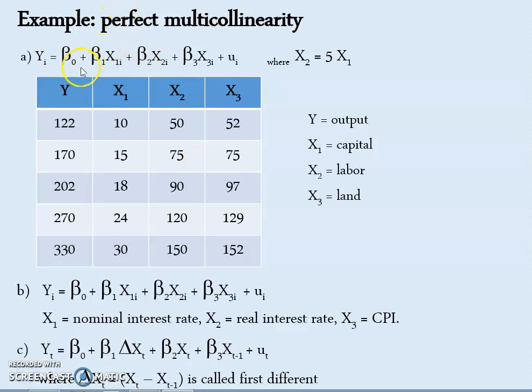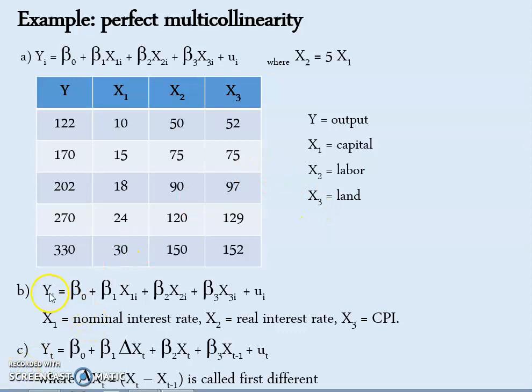This is an example of y regressing on x1, x2, and x3, where x2 equals 5x1. This is a perfect collinearity, whereby once you know x1, you will straight away know x2. For example, x1 is 10, 15 until 30, so you will straight away know x2 by just multiplying by 5. So this is a perfect collinearity between x1 and x2. Suppose y is our output, x1 is our capital, x2 is labor, and x3 is land.